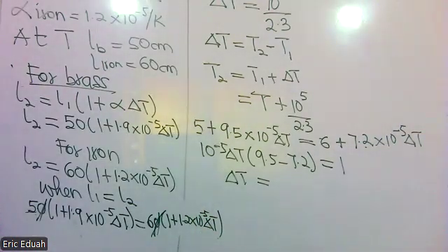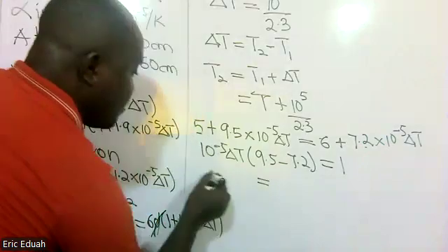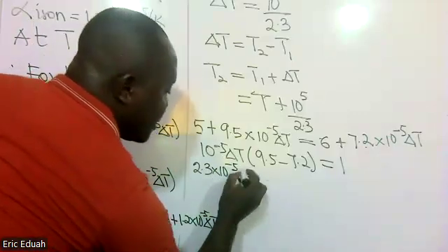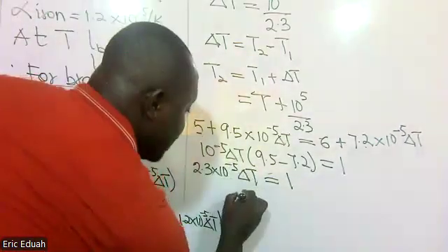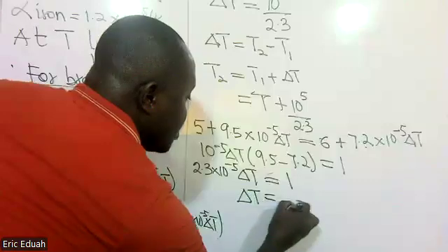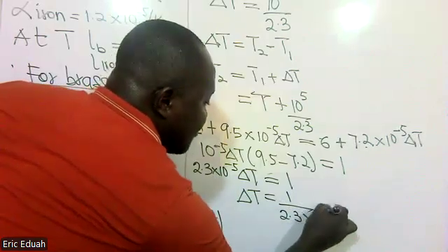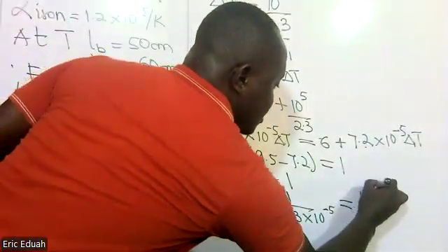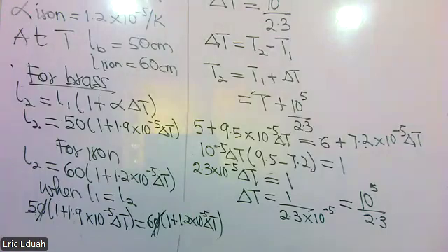When you subtract 7.2 from 9.5, the answer is 2.3. So let's be systematic to help others. We have 2.3 times 10 to the power negative 5 delta t is equal to 1. Delta t is therefore equal to 1 divided by 2.3 times 10 to the power negative 5, which is 10 to the power 5 over 2.3. So the value is still the same. It is exactly as I quoted.